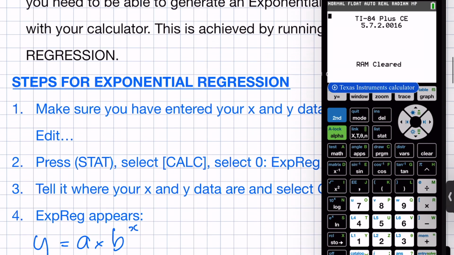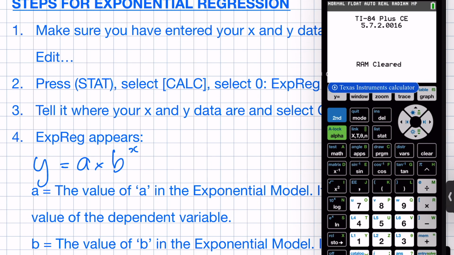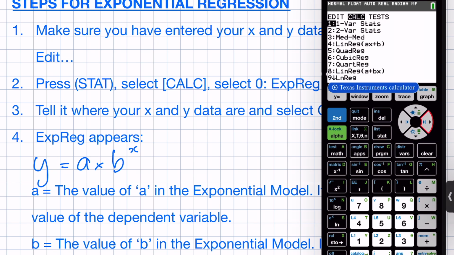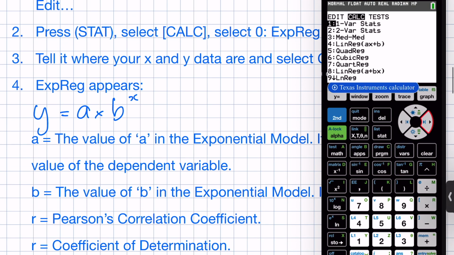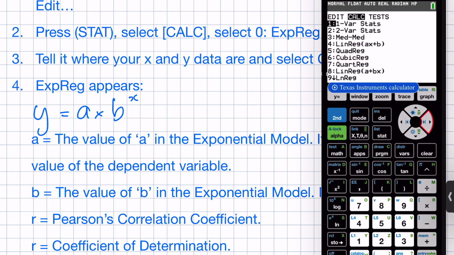All right, let's go. This is how you do an exponential regression. Have you seen how to do a linear regression so far? Number 4, lin reg. It's in the same place. So you put your data in, stat, calc. You scroll down to 0. See how the bottom one is 9? So that means 0 is below that. You need to scroll down all the way. Can you see exp reg? Yeah. So that's how you do it.